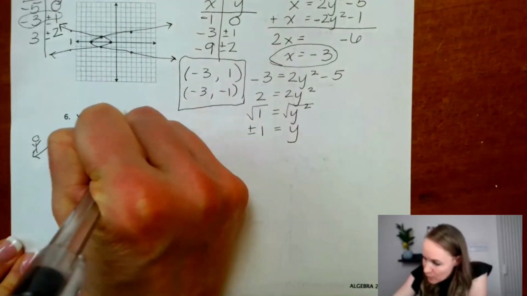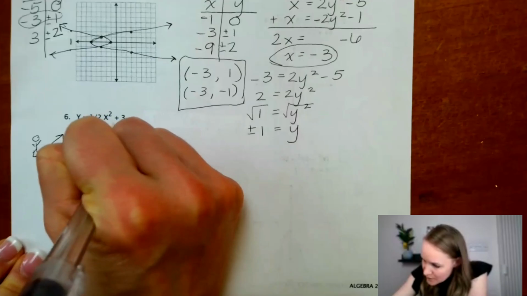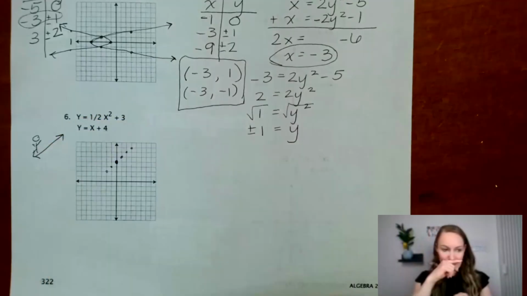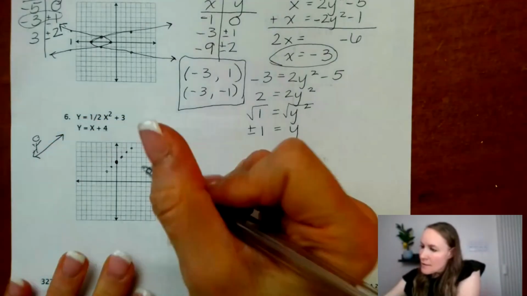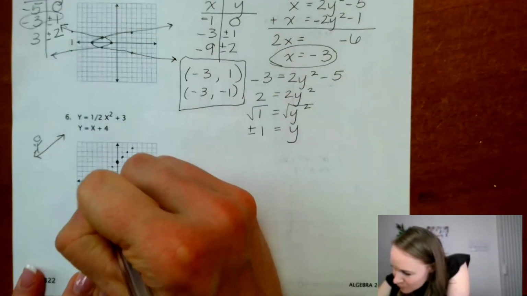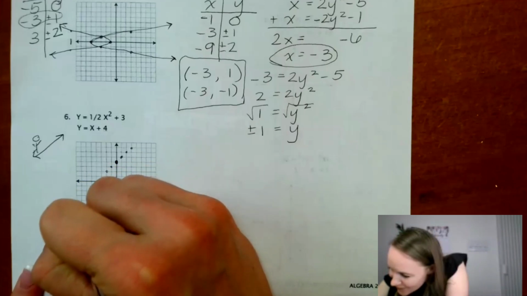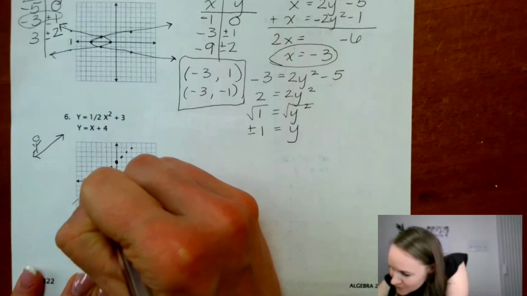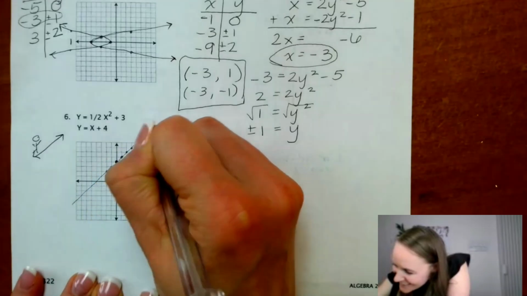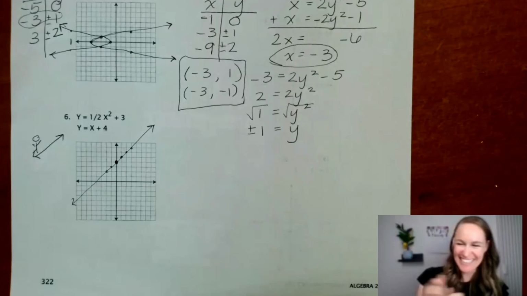Up 1 over 1, up 1 over 1, up 1 over 1, down 1 over 1, down 1 over 1. And if you can use a straight edge, or you can just kind of guesstimate where we're going here. This looks really good. Okay, that's a great sketch of the graph.